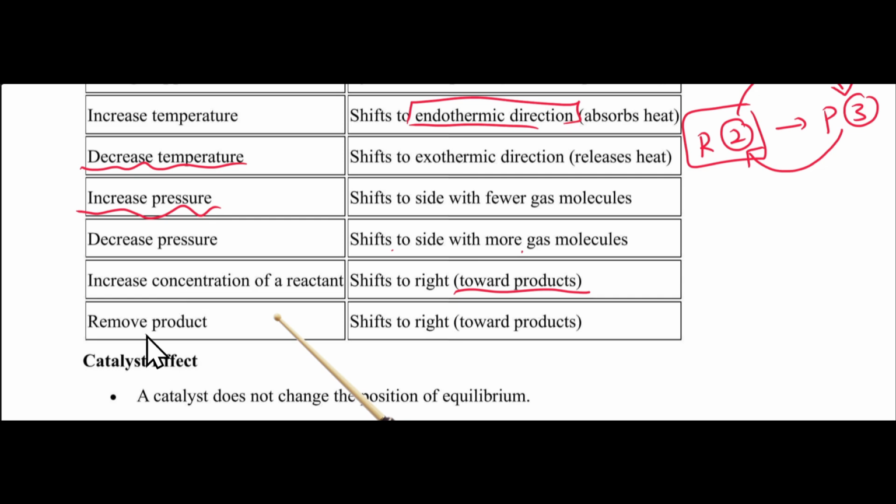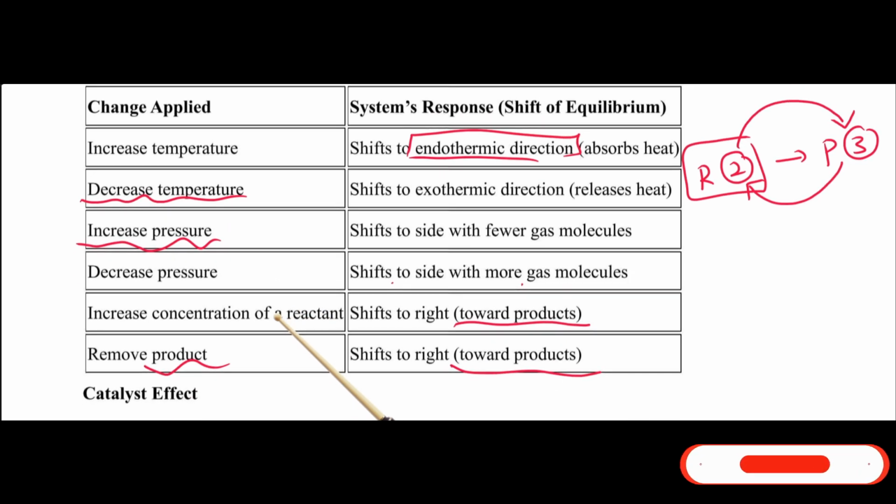If you remove the product, then again it will shift towards the right, towards the product, because now the product is less. So the system will try to make more product. So your equilibrium will shift again towards the right to make more products. You have to remember these 6 concepts, and also what will be the response of the system according to these changes.